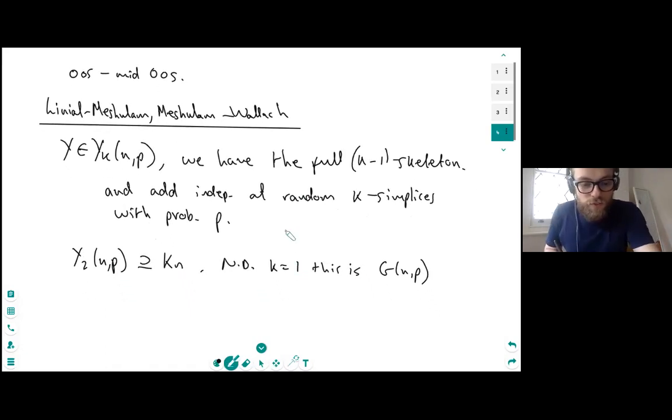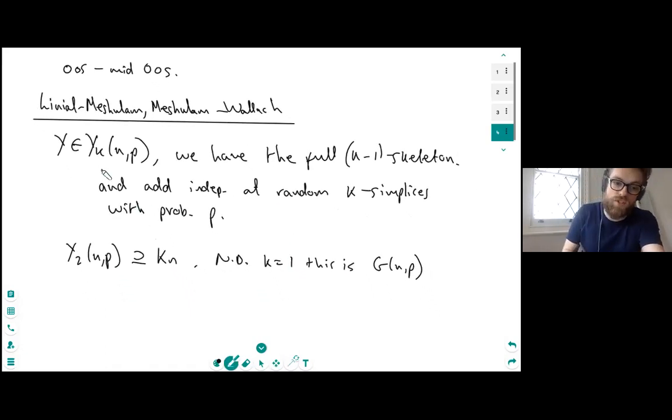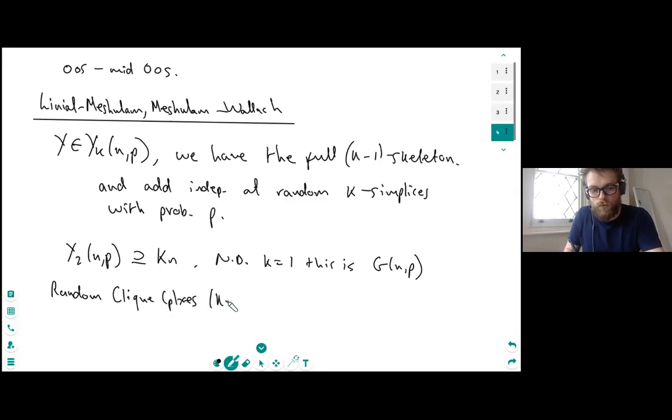So this was done for k equal to 2 by Linial-Meshulam, and for larger k, Meshulam and Wallach. And there were also the random clique complexes of Matt Kahle.